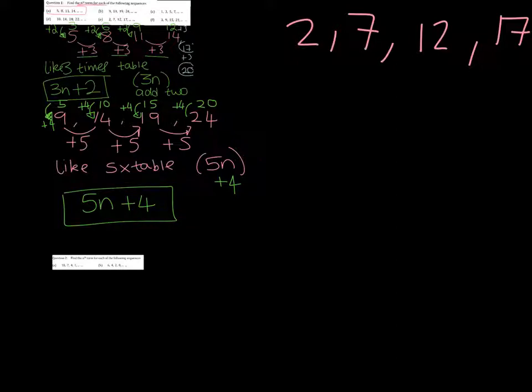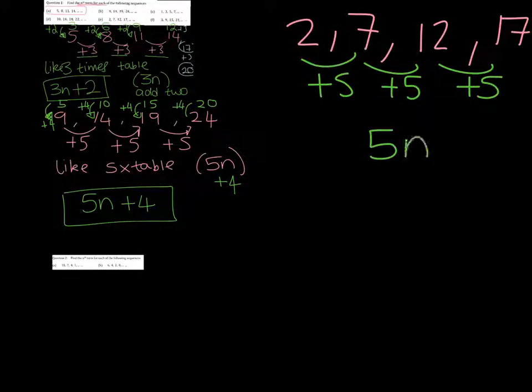So, same process, I'm going to speed it up slightly. Have a look at the difference. The difference between 2 and 7 is 5, 7 and 12 is 5, and 12 and 17 is 5. So like the one we've just done, it goes up in 5s, so it's definitely something to do with 5, and it's like the 5 times table.